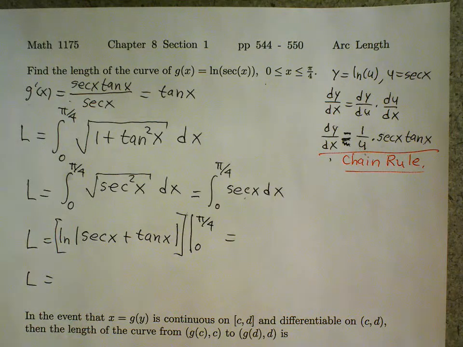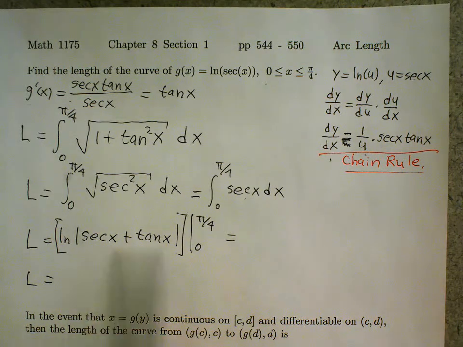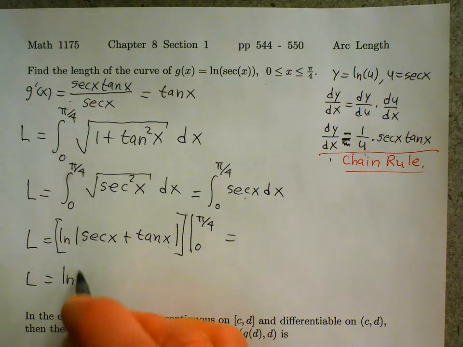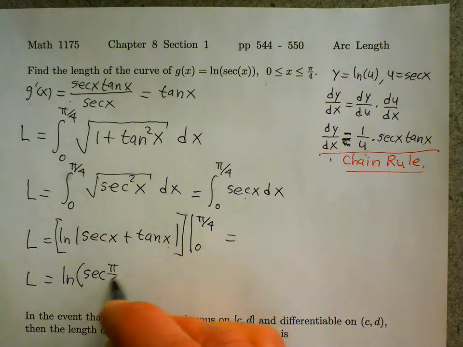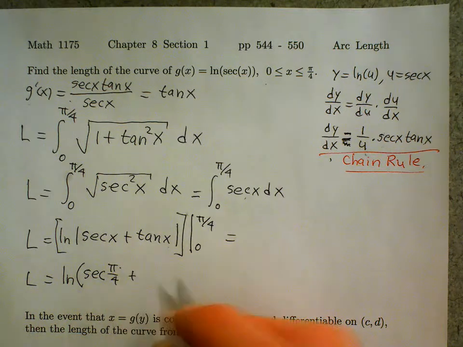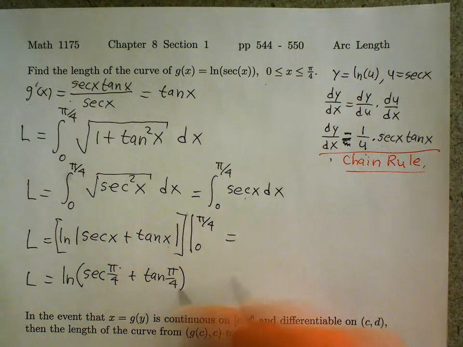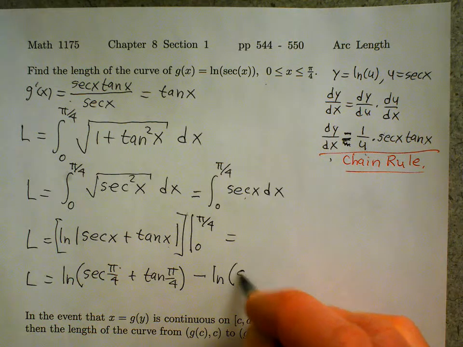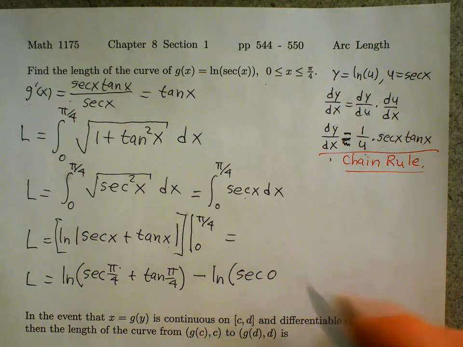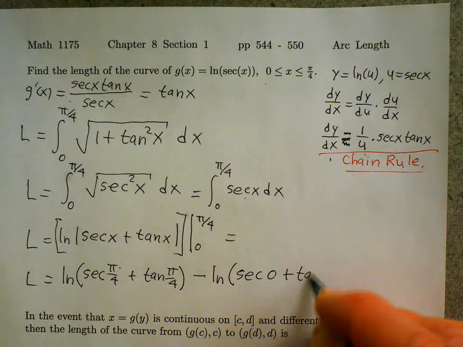Okay, so first, replace x with pi over 4. We have the natural log of secant of pi over 4 plus tangent of pi over 4. And then minus the natural log of secant of 0 plus tangent of 0.